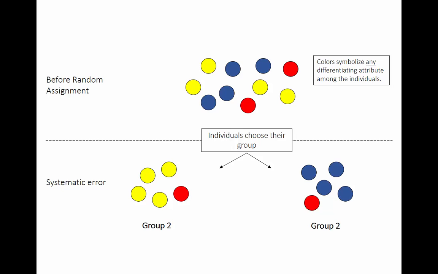So that would be a systematic error. It can lead to systematic error when individuals assign themselves into groups. That's why we try to do that as an experimenter, as a researcher. However, there's another problem, and we'll come back to that in a second when we talk about Hawthorne effects.